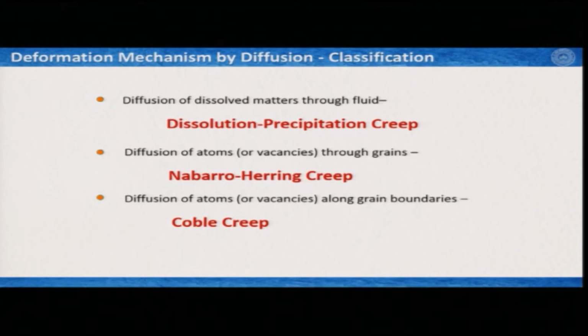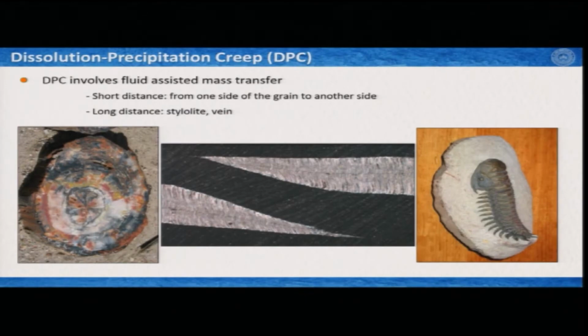So, dissolution precipitation creep is essentially creep or diffusive mass transfer with the assistance of a fluid. It can happen over a short distance, from one side of the grain to another side, or over a very long distance, like stylolites and some vein filling processes. Here there are 2 examples. You can see that these are 2 fossils. This first one is a petrified wood, and we know that the initial composition of any tree trunk is carbon.